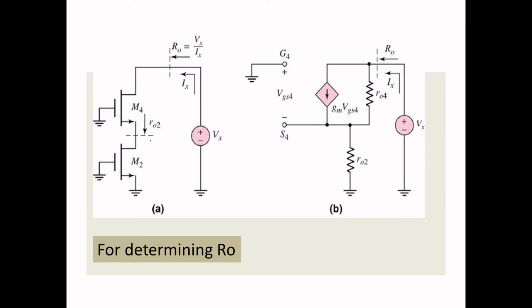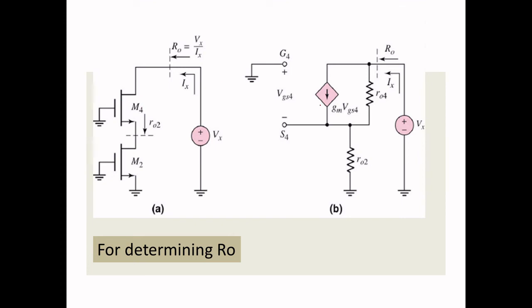I am considering this circuit further, with M2 and M4. I'm applying some testing voltage, let it be Vx. The current is Ix. So output resistance can be calculated by R naught equals Vx by Ix. So first you draw the equivalent circuit for this circuit.